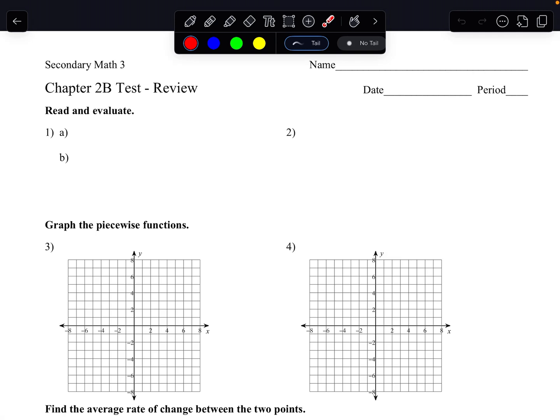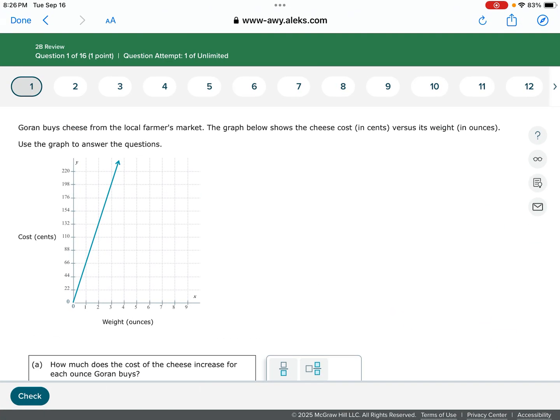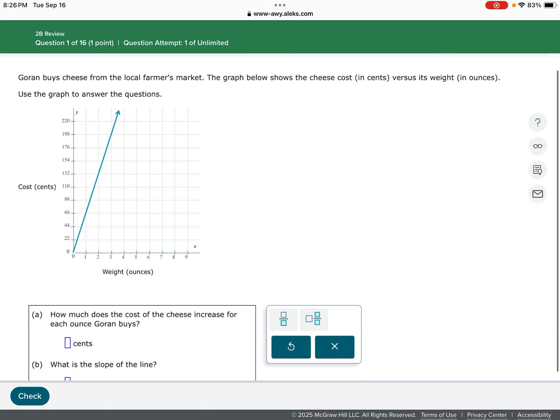Hey guys, I'm gonna go through the 2B test review. I think you guys will find it useful if you're doing this at home and struggling on some of the questions. So question one, you'll see in Alex right here.